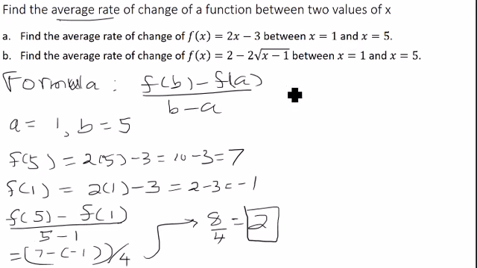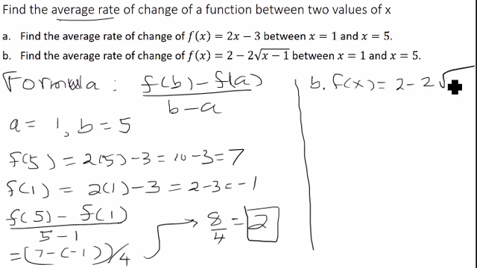Let's look at another example here, which has a different function. f of x equals 2 minus 2 square root of x minus 1. As before, we're going to find the value of this function at 5 and 1. So let's find f of 5. I'm going to start with the second value first and the first value later, so we can put them back into the formula in the same sequence.